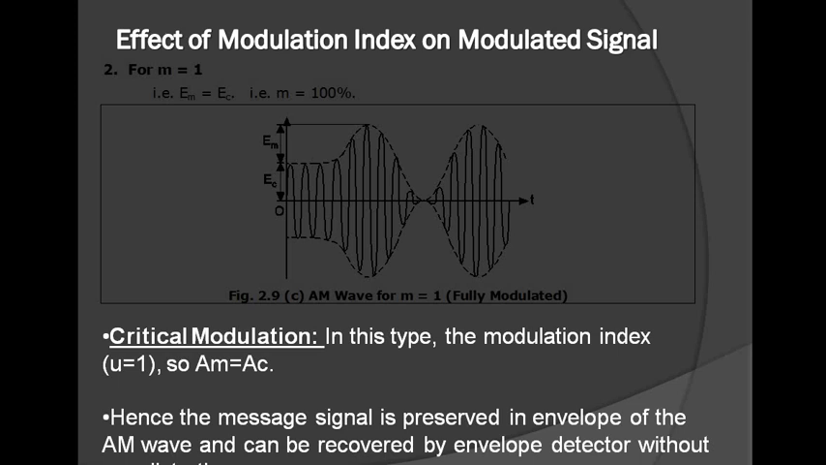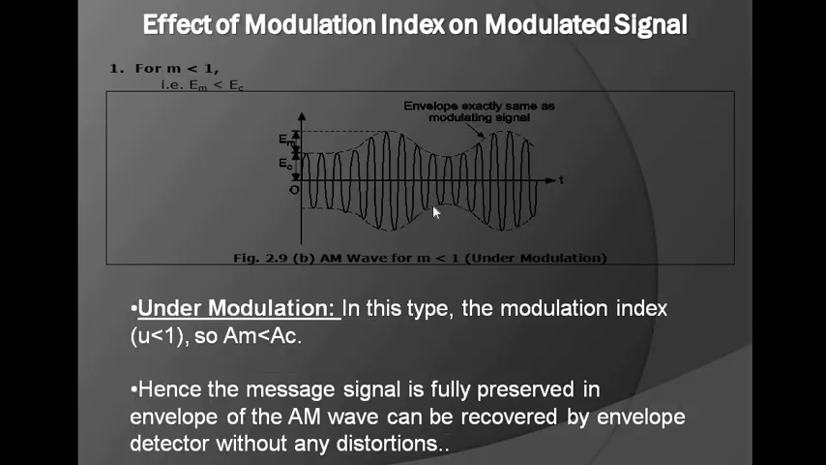In under modulation, we have seen the amplitude of your message signal is less than the amplitude of the carrier, but there is no loss of data. In this one, the message signal is preserved in the envelope itself, and your amplitude modulated wave can be easily detected or recovered by the envelope detector without any distortions at the receiver side. So here the message signal remains preserved in your envelope itself. This kind of modulation is called critical modulation, and the envelope of the modulated signal just reaches the zero amplitude axis. See, the zero amplitude axis is this one.